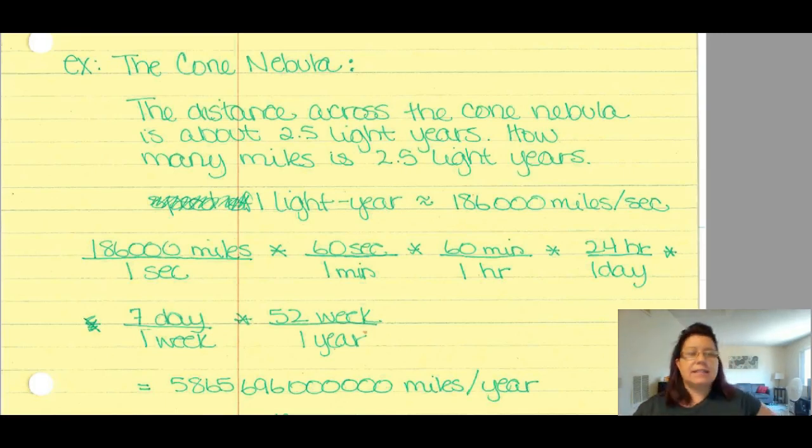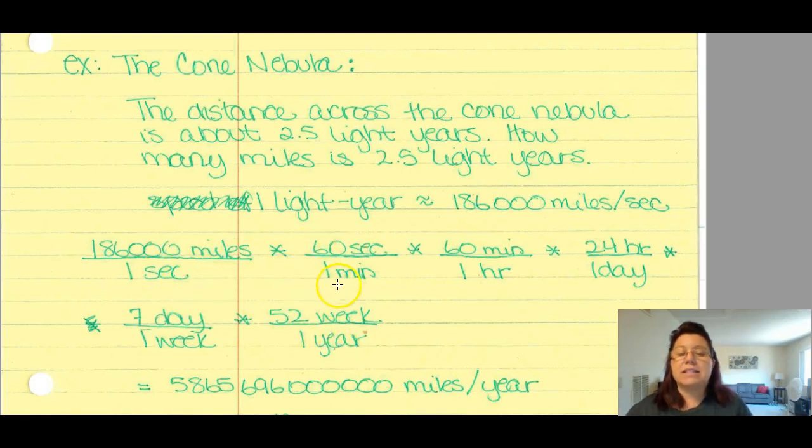One last example for this lecture. The Cone Nebula. The distance across the Cone Nebula is about 2.5 light years. How many miles is 2.5 light years? Well, 1 light year is approximately 186,000 miles per second. Well, we can convert that from seconds to years. So I'm going to leave my miles alone. I'm just going to convert my seconds to a year.